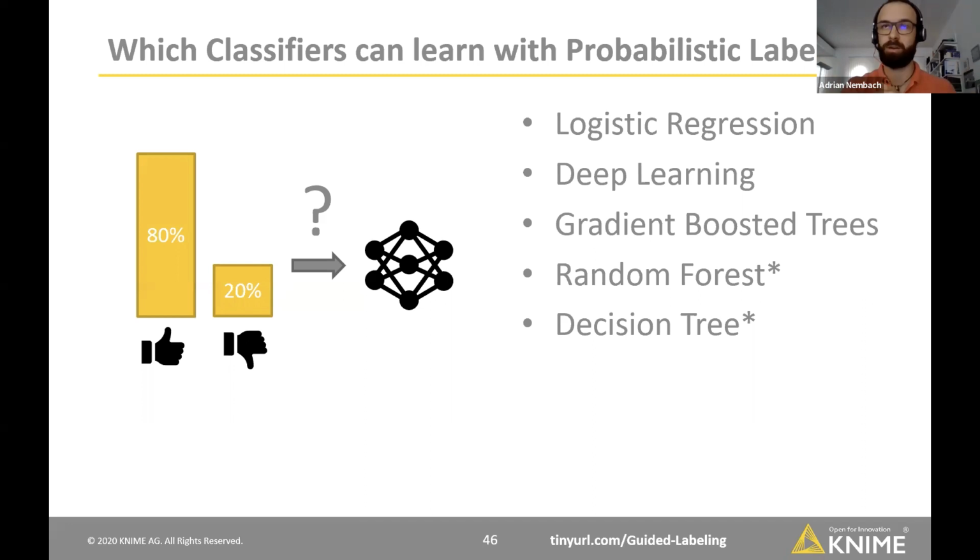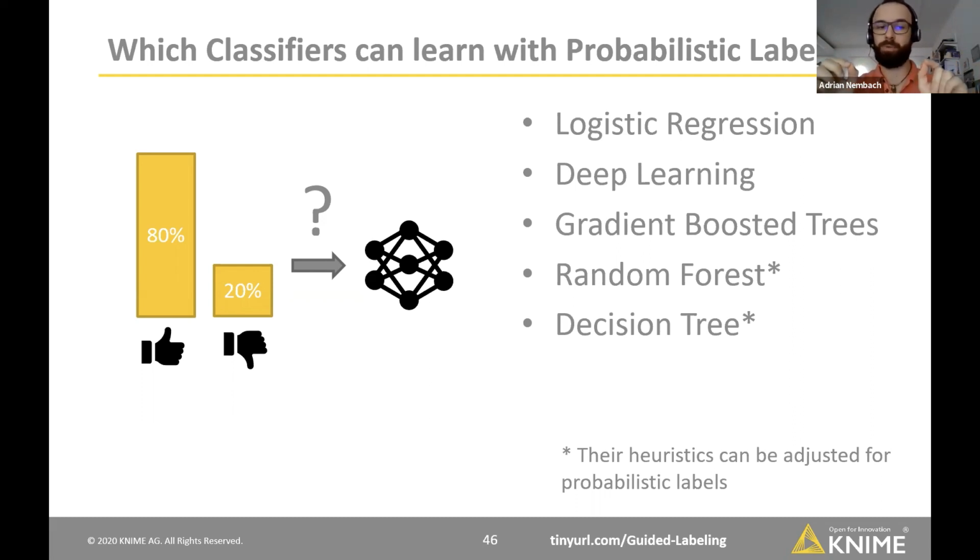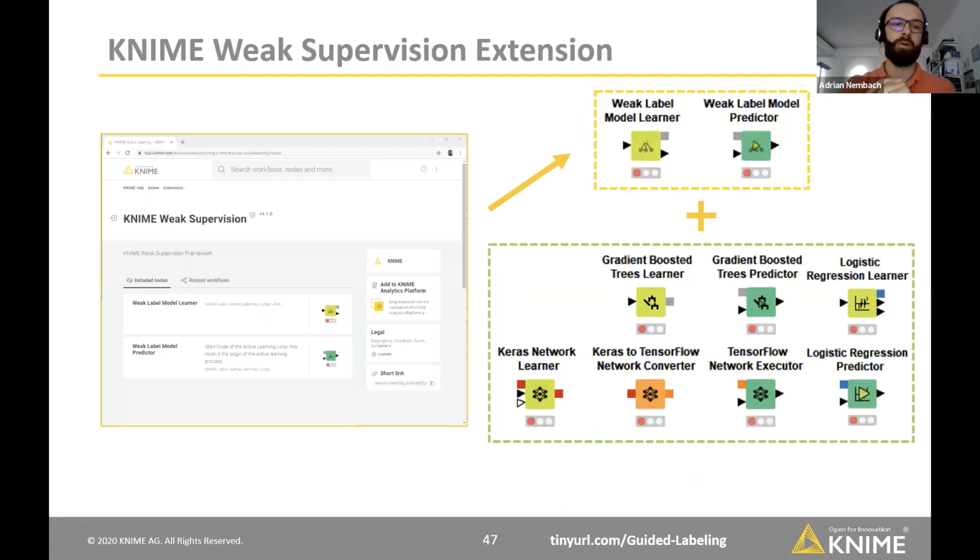For random forests and decision trees, there is actually a slight limitation because the heuristics that they use internally don't learn probability distributions directly, but you can adjust them so that they do. So that would be possible in practice. All right.